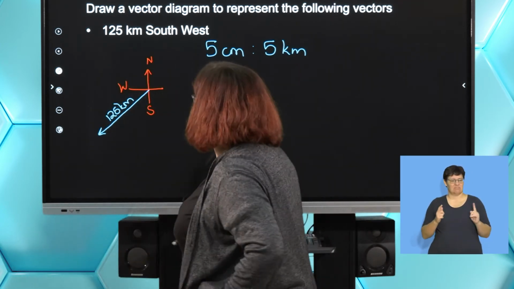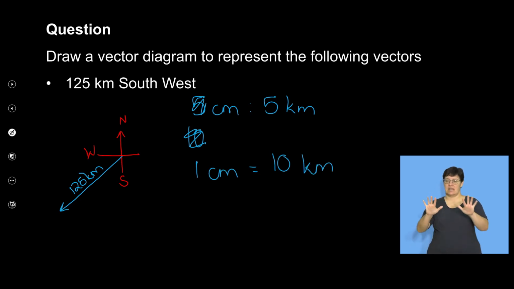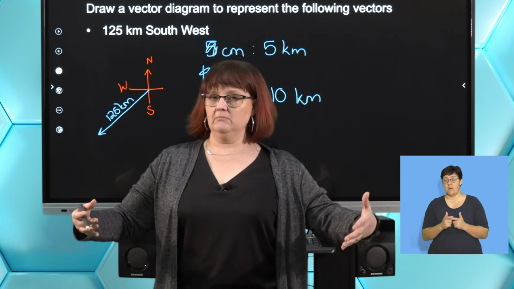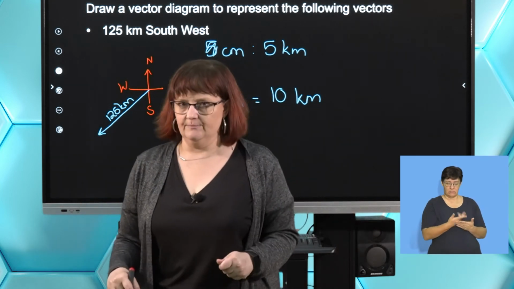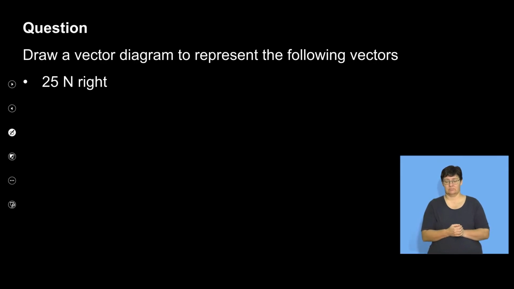So probably what we would do is I would go 1 centimeter is 10 kilometers, because then the line would still be 12.5 centimeters. Okay, it's still quite long. But when we draw vector diagrams, the bigger we can draw them, the more accurate they become, which is what we want. Then we've got 25 newtons to the right.